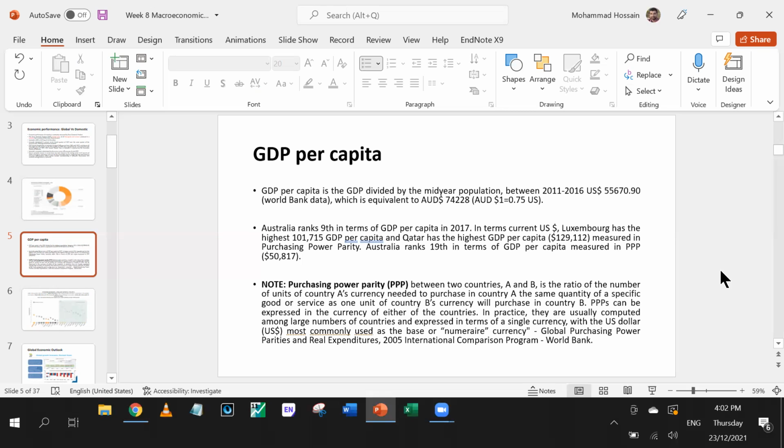So how do we calculate the average? GDP divided by population of a country will be calculated like that. The GDP per capita is the GDP divided by the median population between 2011 and 2016, and for the US it is 55,670, which is equivalent to Australian dollar $74,000. GDP per capita also tells you about the standard of living of a country as well.